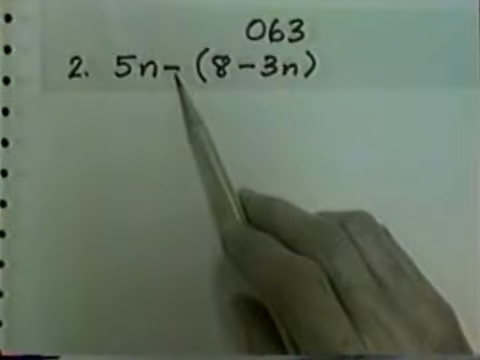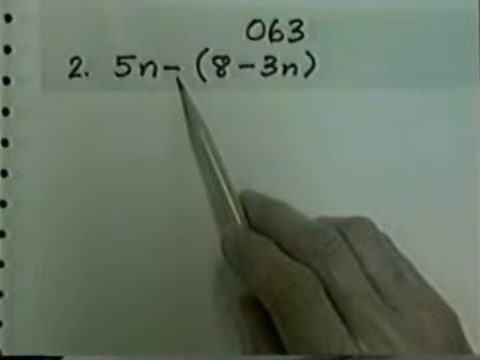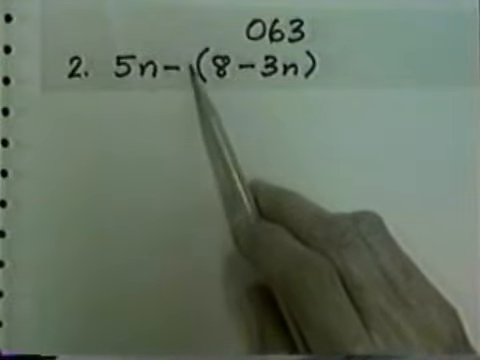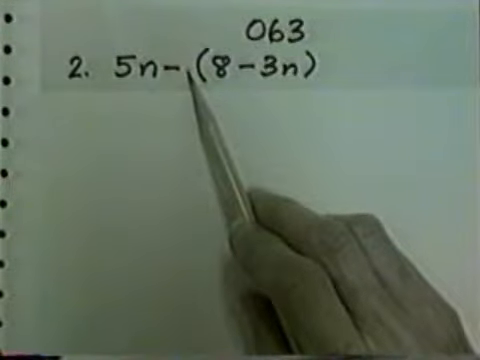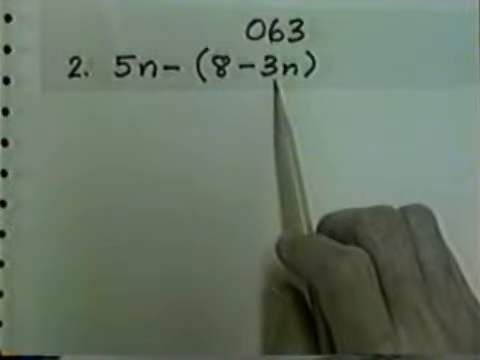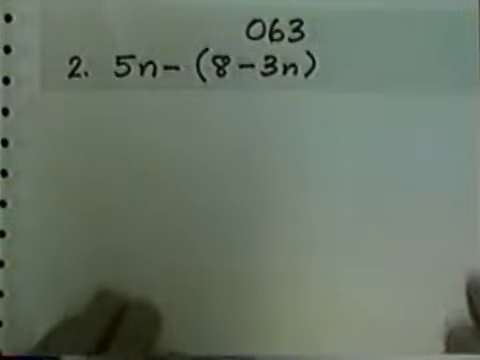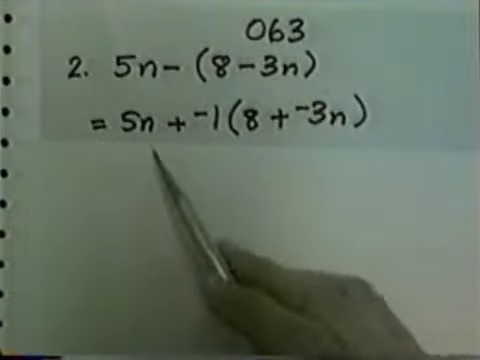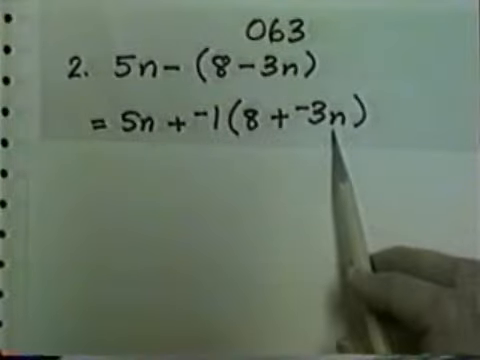Notice that we have a minus sign preceding parentheses. Remember that we have two possibilities. We can think of this as implying a coefficient of 1 here, making this become add -1. Or we can think of the minus sign as take the opposite. Most people, when they're beginning this type of work, find it least confusing to use the coefficient of -1. So that's the way I'm going to write it. So I'm beginning by writing this as 5n plus -1 times the expression 8 plus -3n.